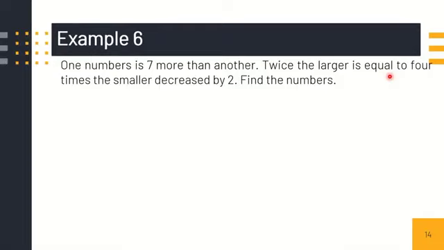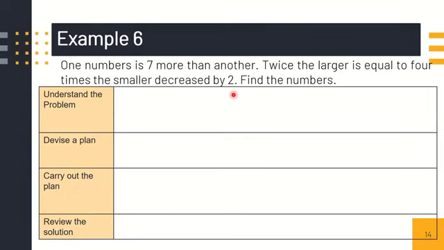Okay, I'll give you the last example in this video lesson. One number is 7 more than another. So, twice the larger is equal to 4 times the smaller decreased by 2. Medyo complicated, no? So, isa-isahin natin. So, find the two numbers. So, dito, magre-represent tayo ng variables, kagaya nung sa example number 5.